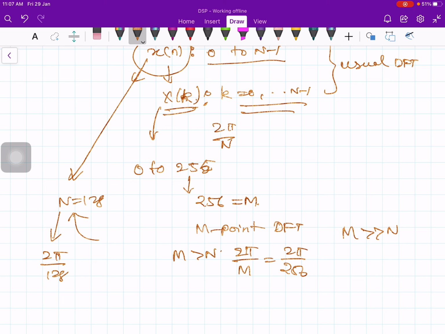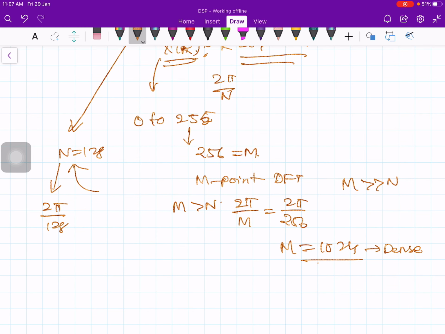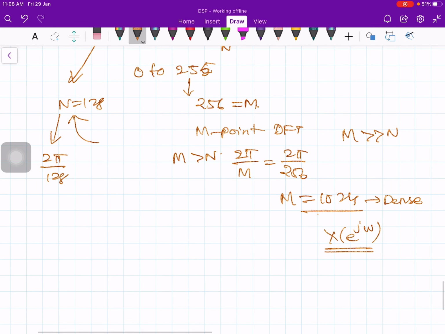And you may sometimes wish to compute, maybe, capital M equal to a 1024 point DFT. Capital M can be 1024 or 2048 or whatever it is. Then it will be a very dense representation. If you take 1024, it gives you a dense representation, and the envelope will represent almost accurately x of e to the j omega. What you can do, an alternate that is sometimes preferable: you have an FFT algorithm, and increasing the number of points is not a problem.